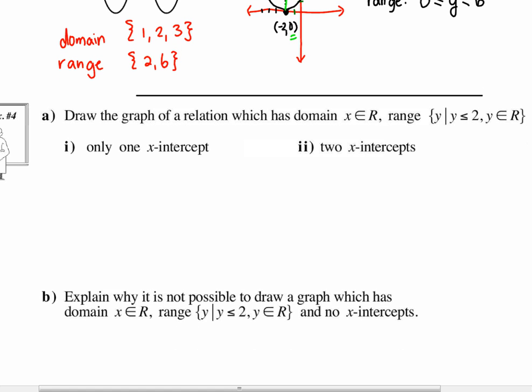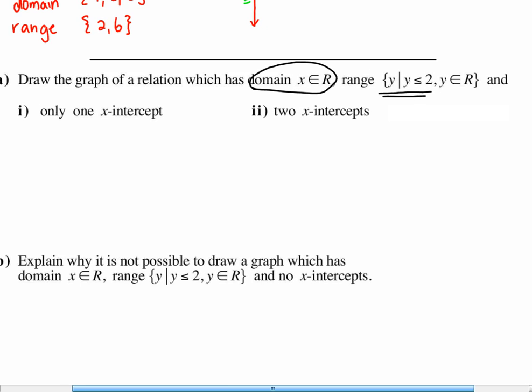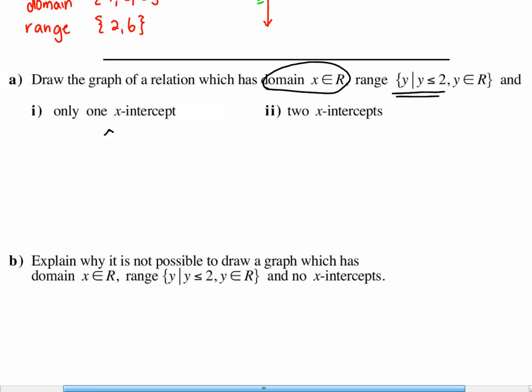We're going to try one of these. Let's do this one. Draw the graph of a relation which has a domain of x is an element of the real numbers, a range of y is less than or equal to 2, and only has one x-intercept. So there's so many answers. I'd like you to try and draw this. Draw a domain of x in R. A range is y is less than or equal to 2. And only one x-intercept. Anyone think of how you could draw that?